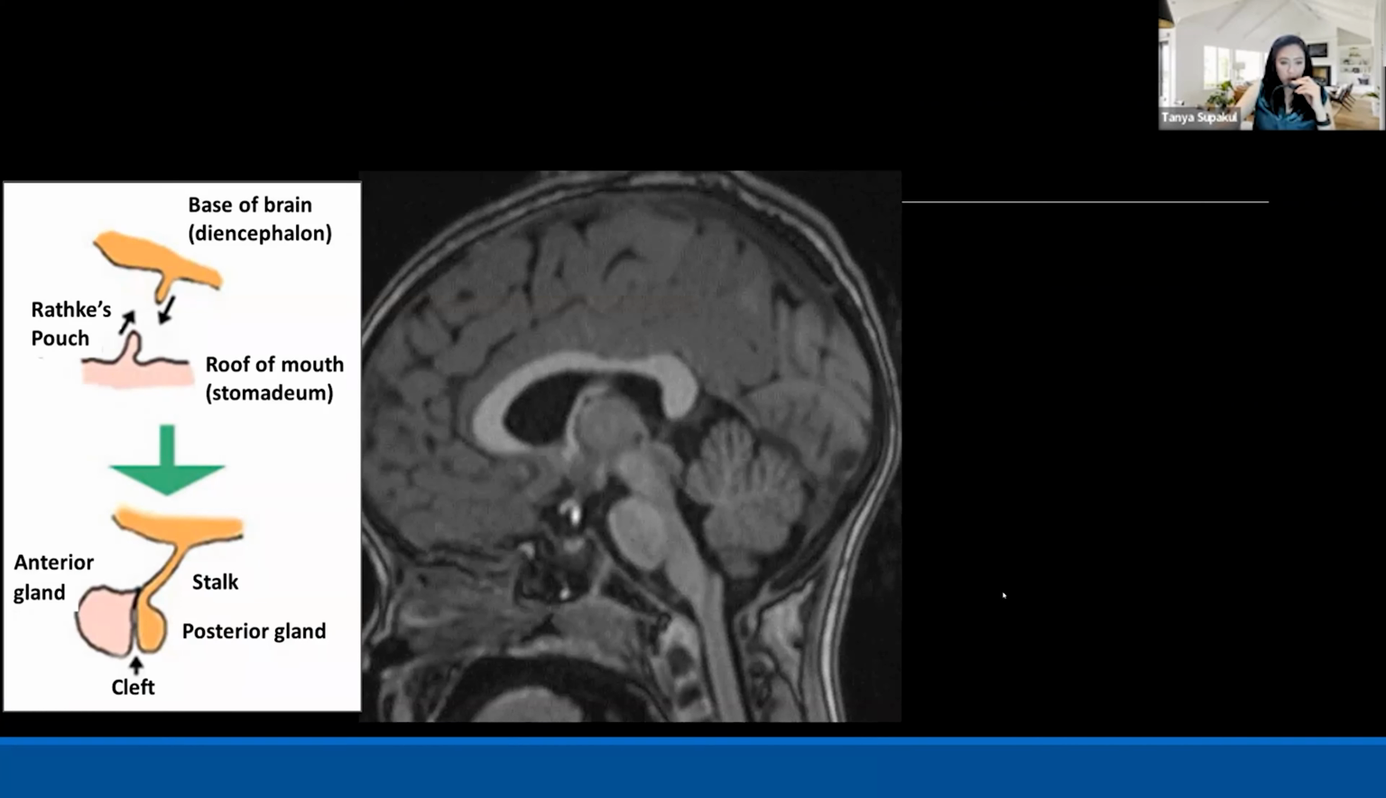So look at this patient. As we know, the development of the posterior gland, hypothalamus and pituitary stalk comes from the diencephalon and the anterior gland comes from Rathke's pouch. So this is a sagittal T1 in the sellar area. You expect to see some bright signal in the posterior aspect of the sella. And when you don't see it over there, you need to check along the pituitary stalk to see if you can see something over there. So in this patient, you can see there is a bright signal of the posterior gland in the pituitary stalk.